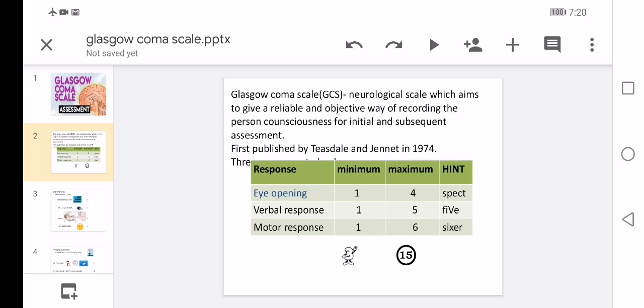And how to remember the maximum score as 4? I gave you a hint: specs. Like you are having two eyes with two specs. It means two glasses. So totally 4.